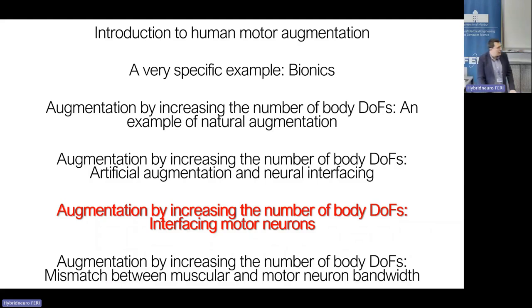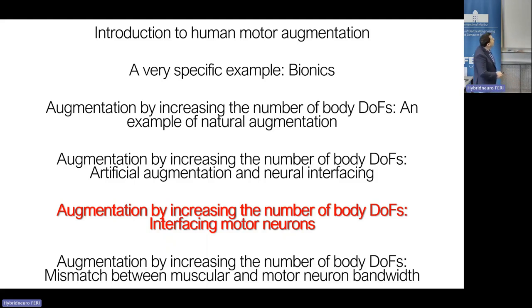This part may be some part in the details of the previous parts, but I hope it puts things in context also with respect to the rest of the school. So far we have introduced augmentation. We have seen examples of that. And as I mentioned, we will focus on extended degrees of freedom, finding neural resources for the brain to control new degrees of freedom without impairing the control of the natural degrees of freedom. And we have seen an example of doing that by direct brain interfacing just before the break. This was the study of the monkeys.